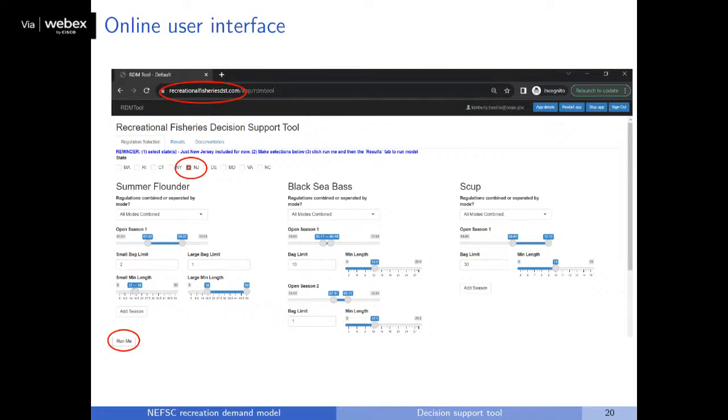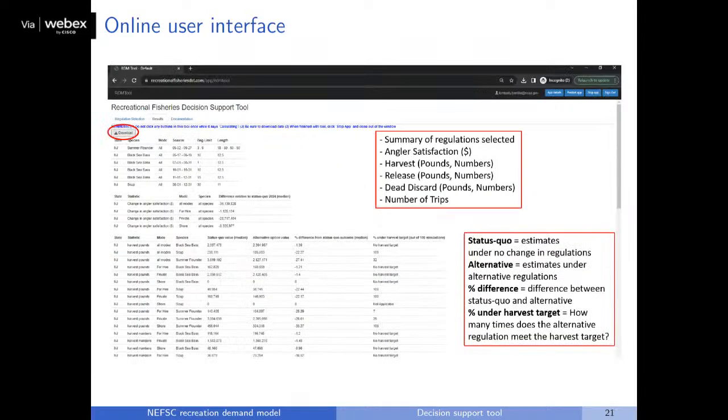So if there's a required reduction across the coast, perhaps folks might assess an increase in the size limit or a decrease in the bag limit. So they can choose all those regulatory options within the tool. And then you run the tool from this page and you get to the results page.